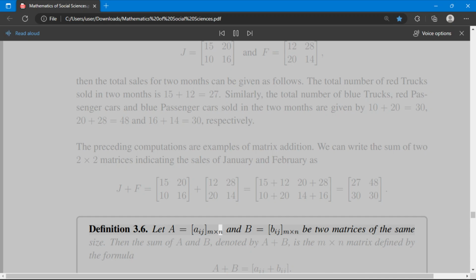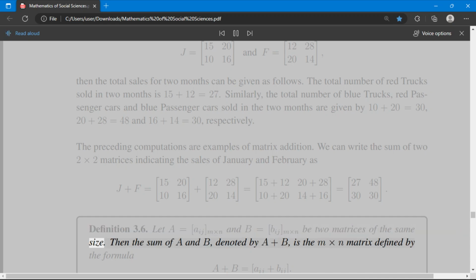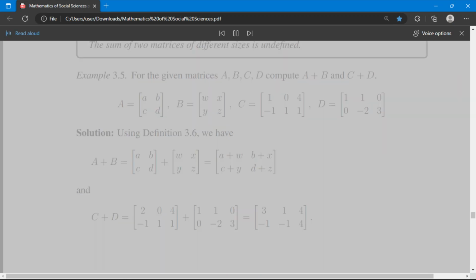Definition 3.6. Let A equals aij m times n and B equals bij m times n be two matrices of the same size. Then the sum of A and B, denoted by A plus B, is the m times n matrix defined by the formula A plus B equals aij plus bij. The sum of two matrices of different sizes is undefined.